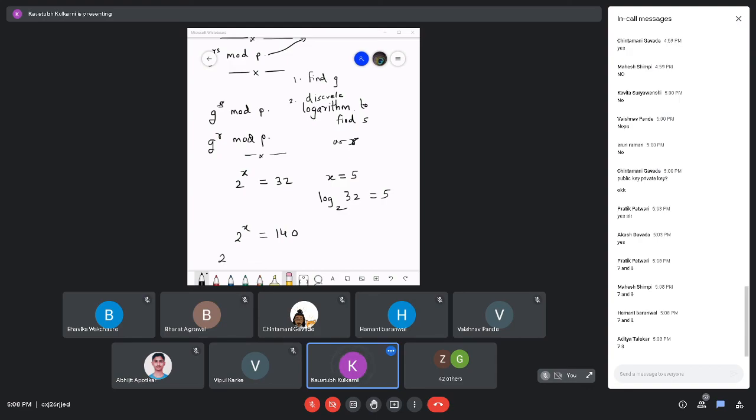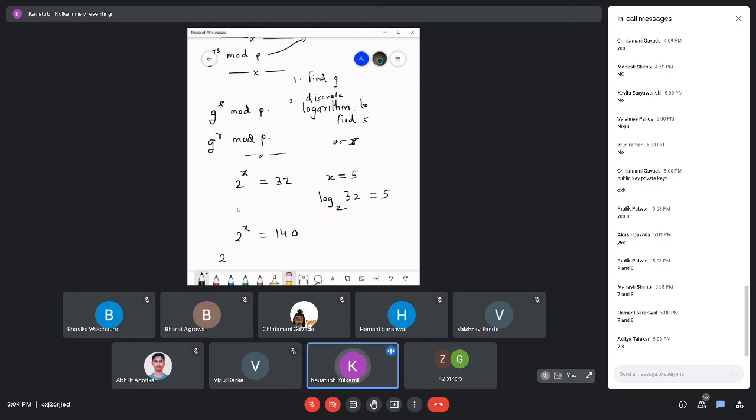There are some techniques to find this without a calculator, because for the larger numbers we deal with in cryptographic applications, it is not possible to find the log on a calculator. In this case, you can go to the calculator and find the log to the base 2 of 140, and it will be something between 7 and 8.